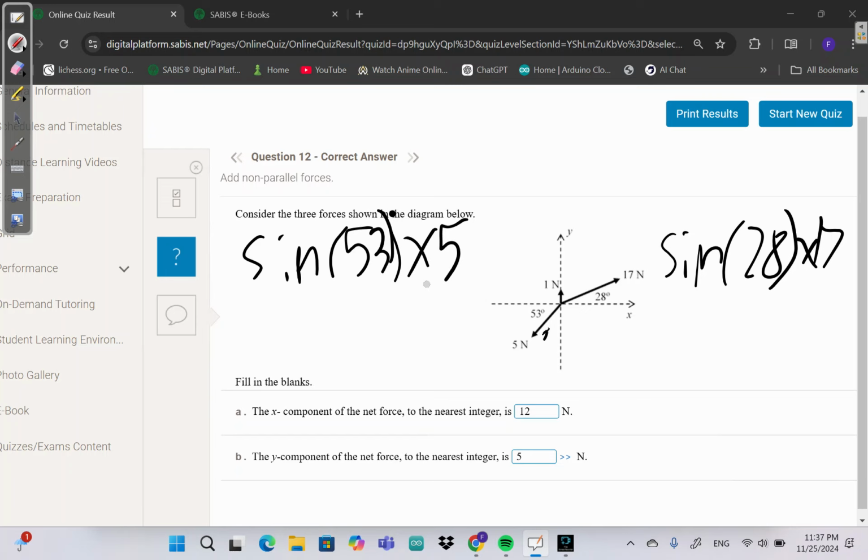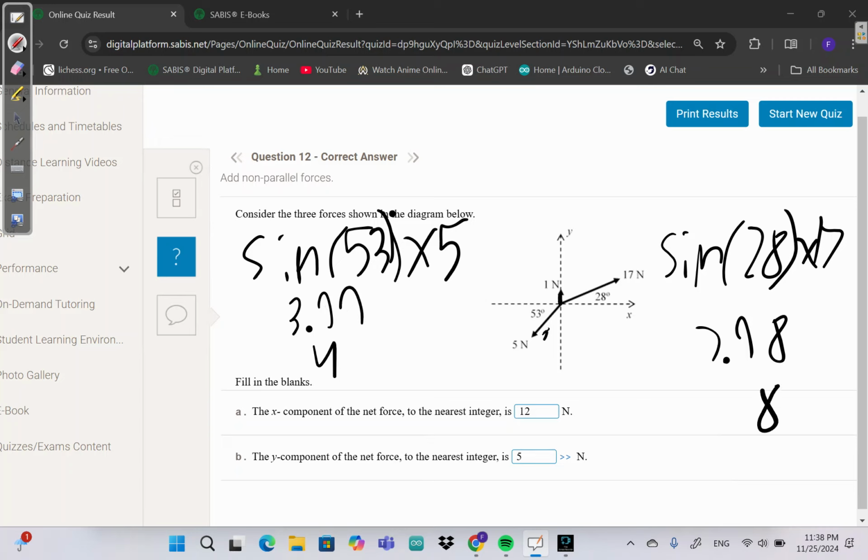So we're going to do both of these. Sine of 28 times 17, we're going to get 7.98. And for this, sine of 53 times 5, which is 3.99, which is 4, and this is 8.